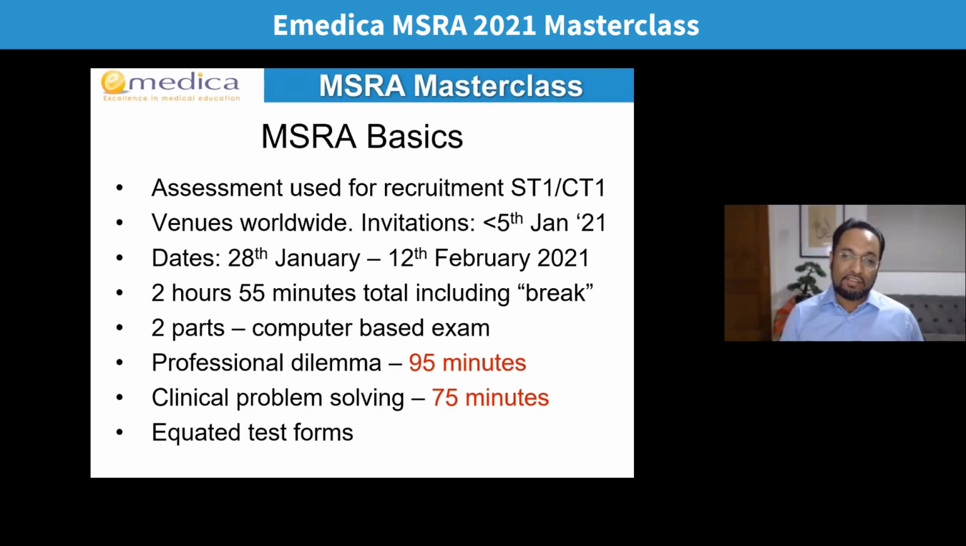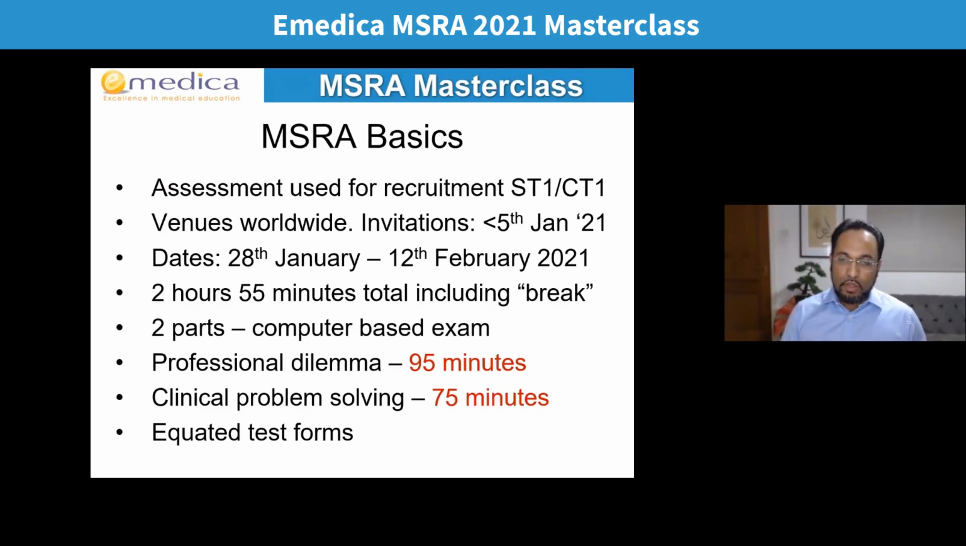The dates for the actual exam are from the 28th of January to the 12th of February 2021. That's a bit later than normal. Normally it's early in January, so it's good, we get a bit more time to prepare. Once you get the invitation around the 5th of January, you'll be able to log in and pick which date you want to sit it and which center. Hopefully there's one close to you. There are Pearson VUE test centers all over the world.